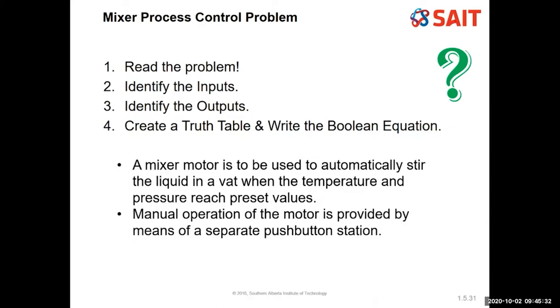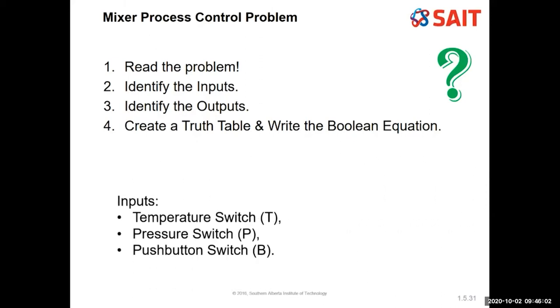So what did we say? It's basically two control operations. A mixer is to be used to automatically stir the liquid in the vat when the temperature and pressure reach preset values, i.e. if the temperature is true and the pressure is true, the motor should be true, on. Second one, manual operation of the motor is provided by means of a separate push button. If the push button is true, motor should be true. Okay, these are my requirements that I've interpreted by reading it.